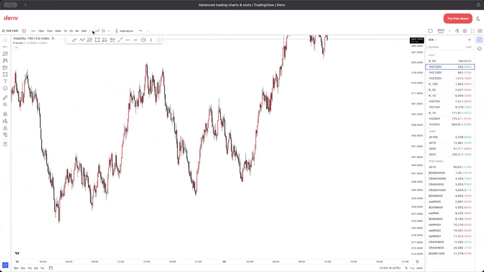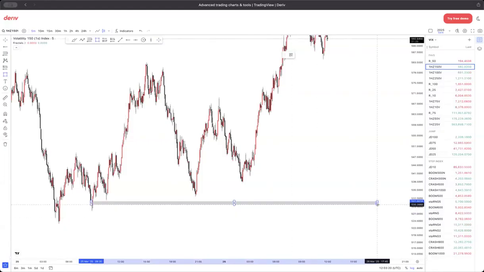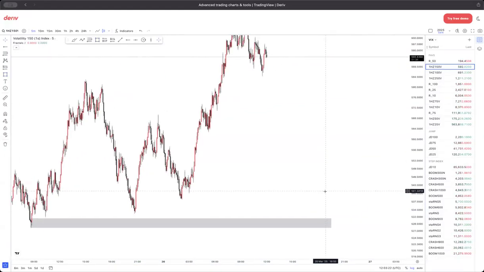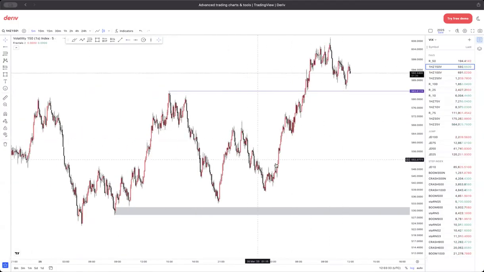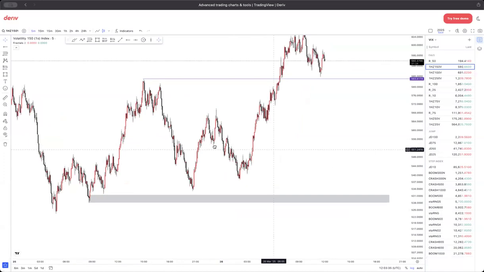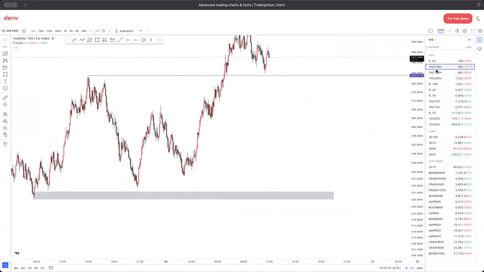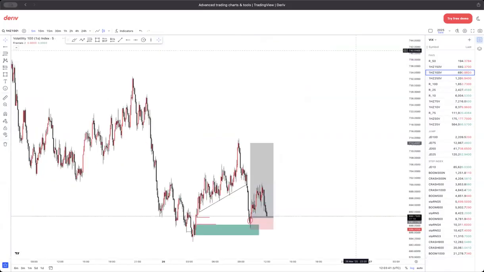Price has just been ignoring my POI on V150S. I had this POI from before. Price came all the way down here. See what it's doing. It came up, bought, ignored again, and it has smashed targets. Swallow, swallow, swallow. All right, so that's that.